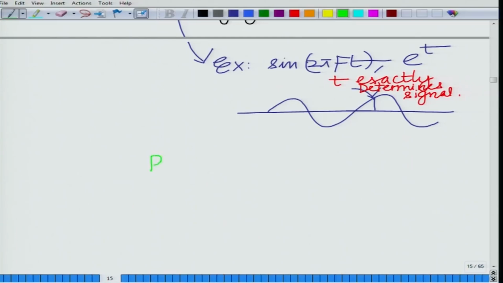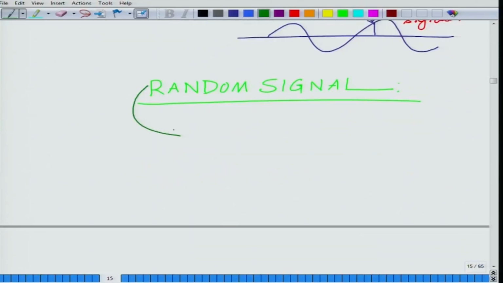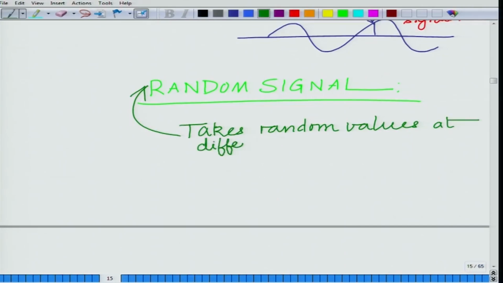So, a random signal, again either continuous time or discrete time, takes random values at different time instants, hence it is not completely determined ahead of time. For instance, an example.